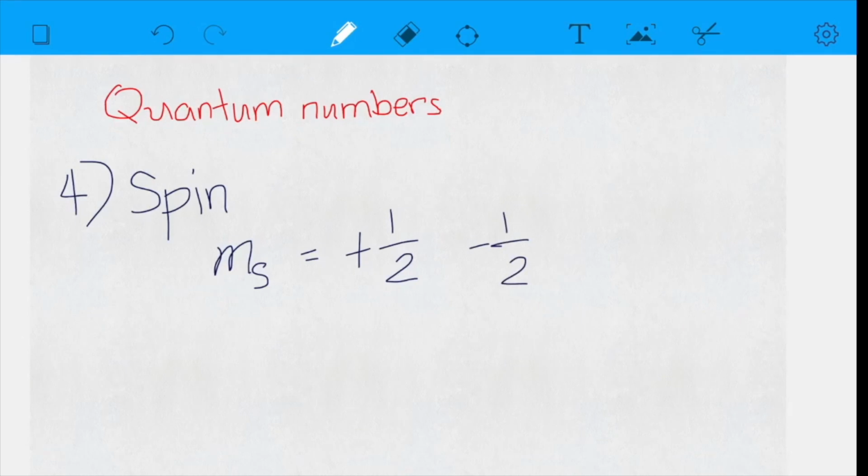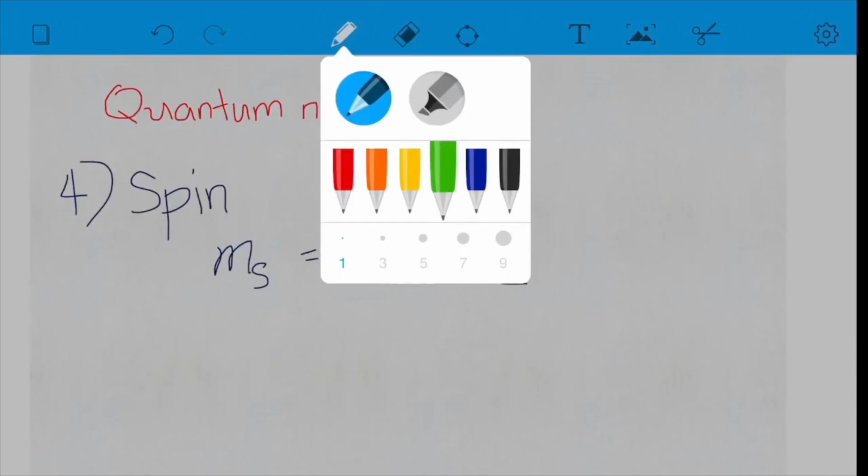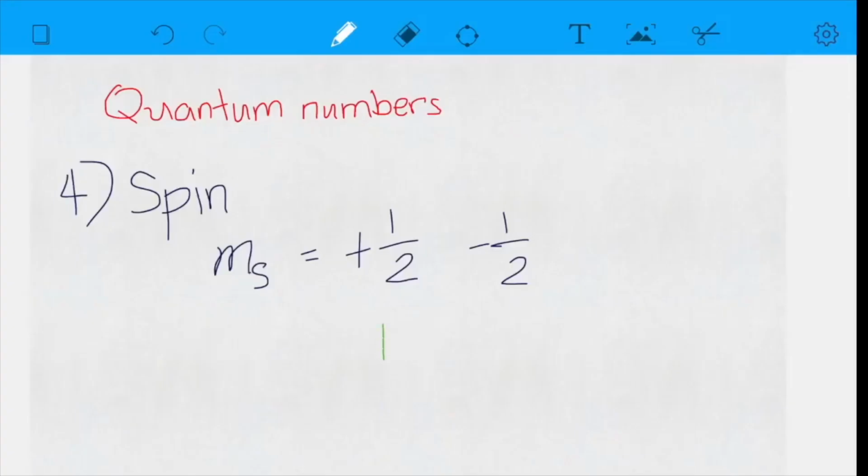So this is according to the Pauli exclusion principle, which states that no two electrons in the same atom can have identical values for all 4 of their quantum numbers. Meaning to say that no more than 2 electrons can occupy the same orbital, and the 2 electrons in the same orbital must have opposite spins. That's why one is going up and one is going down.